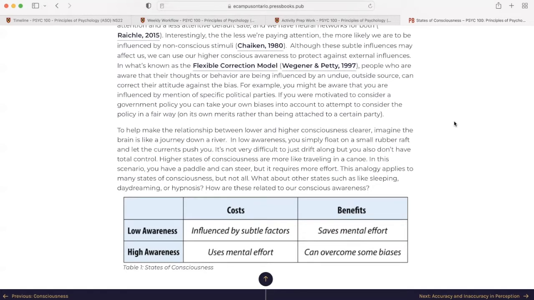This analogy applies to many states of consciousness, but not all. What about other states, such as sleeping, daydreaming, or hypnosis? How are these related to our conscious awareness?